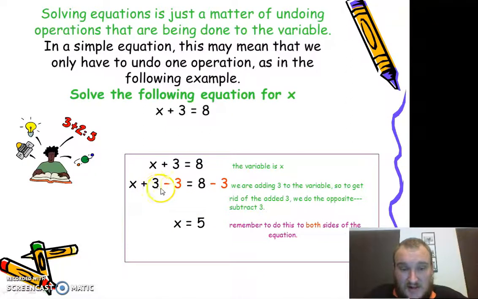So x plus 3 take away 3 is equal to 8 take away 3. The take away 3 is there to undo the adding of 3, and then you can work that out because 3 take away 3 is 0. We're going to get left with x equals 8 take 3 is 5, so x equals 5. You should be able to do that one, it's pretty simple.